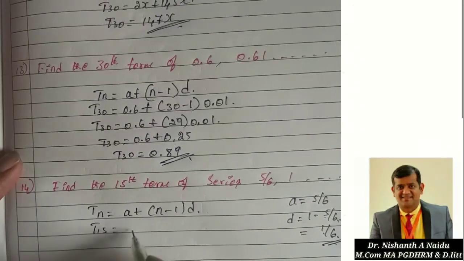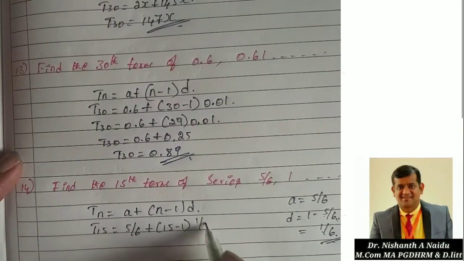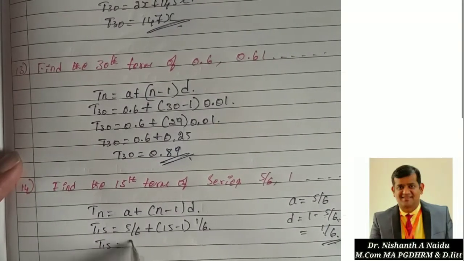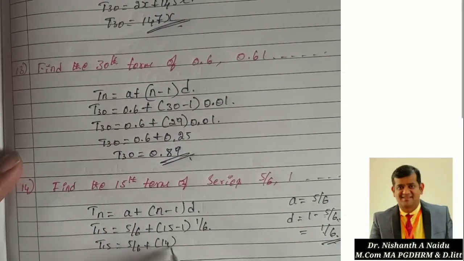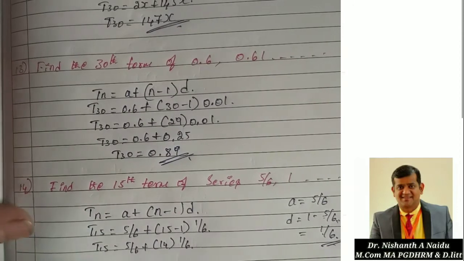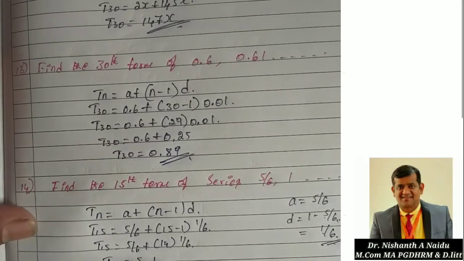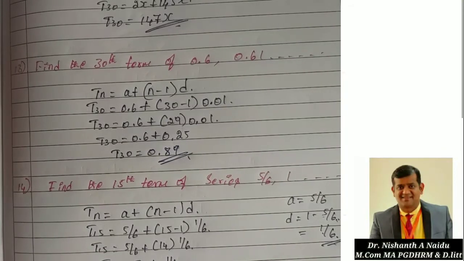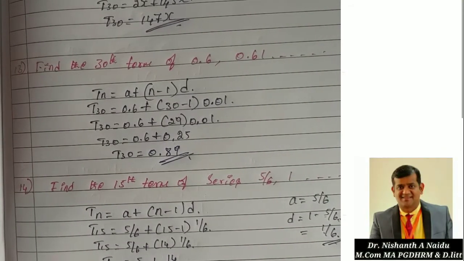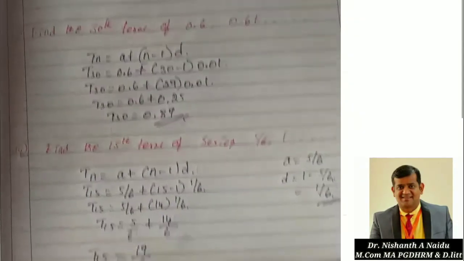So T15 equals a, which is 5 divided by 6, plus 15 minus 1 into d. d is 1 divided by 6. So T15 equals 5 by 6 plus 14 into 1 by 6. So use the calculator, 14 into 1 by 6. So that becomes T15 equals 5 divided by 6 plus 14 divided by 6. 14 ones are 14 divided by 6. Okay, so now add these two, 5 plus 14 is 19. So 19 divided by 6. So T15 equals 19 divided by 6.